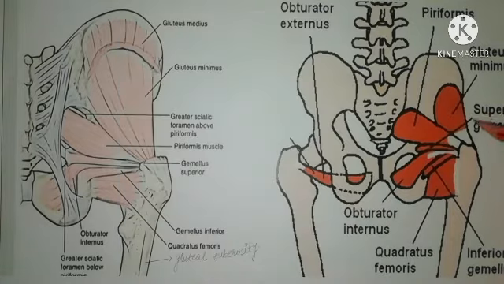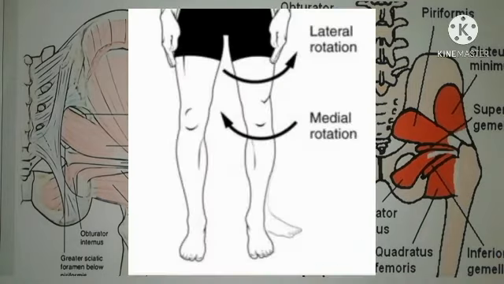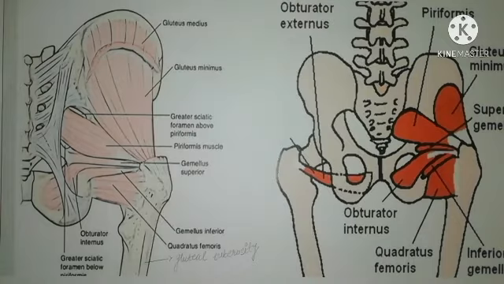Gluteus minimus, this is the muscle. The origin of this muscle is from the gluteal surface of the ilium between the anterior and inferior gluteal line. Insertion is into the greater trochanter again. The nerve supply is the superior gluteal nerve and the root value is L4, L5, S1. The action is abduction of thigh and medial rotation of thigh.